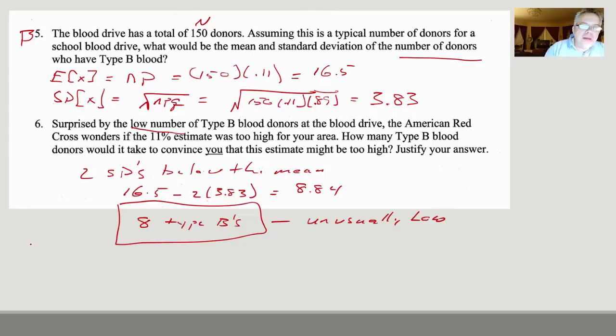Okay, so if you get a question like this and it's asking what would be unusual, an unusually high value would be 2 standard deviations above the mean. An unusually low value would be more than 2 standard deviations below the mean.